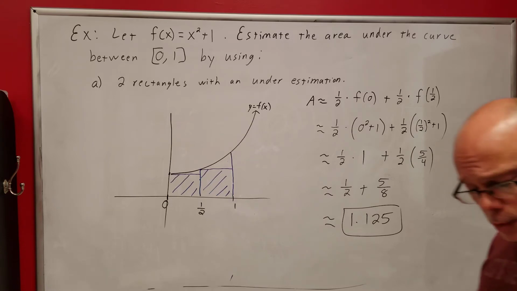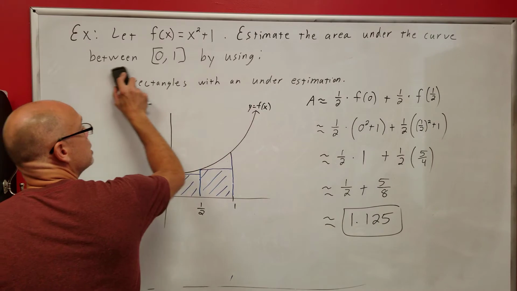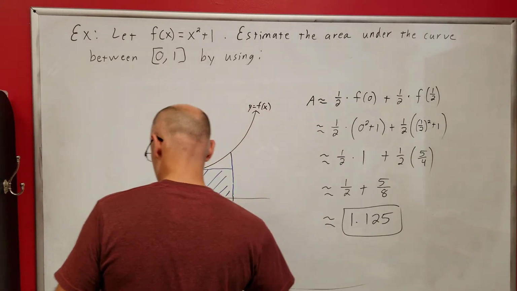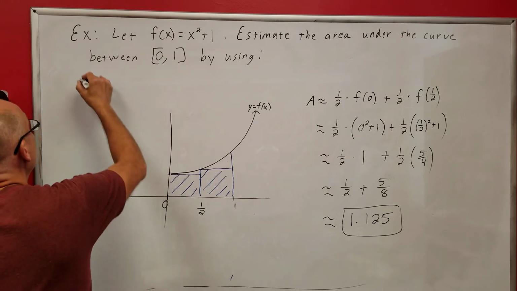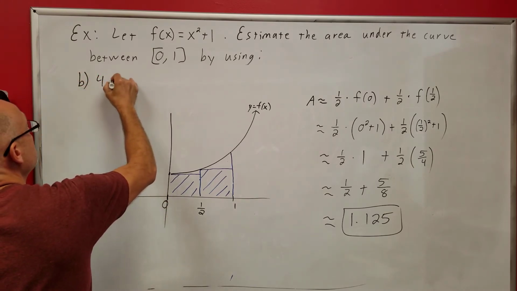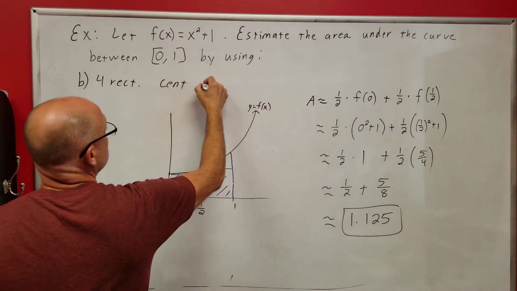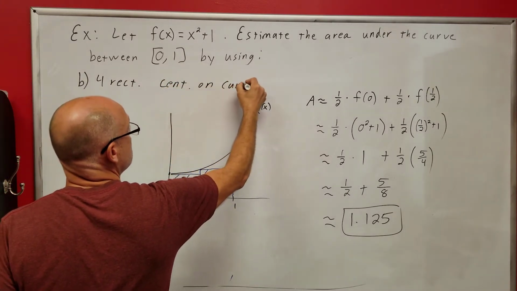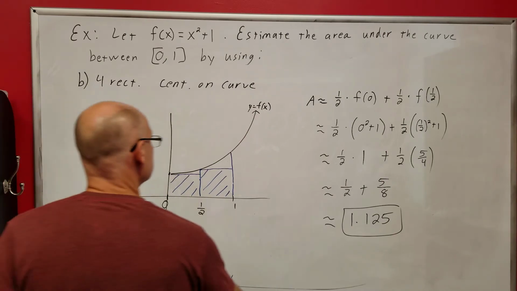All right, let's look at part B. Part B says, let's find the area under that curve this time by using four rectangles with the center of each rectangle on the curve. Part B says 4 rectangles with center on curve. I'm just going to abbreviate. Y'all have the notes here. With center on the curve.